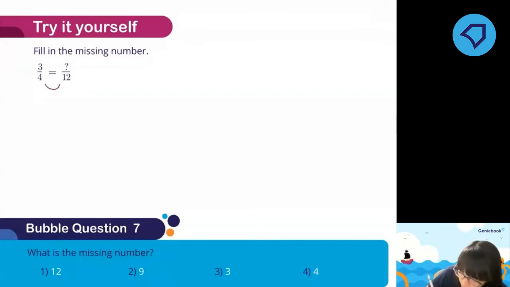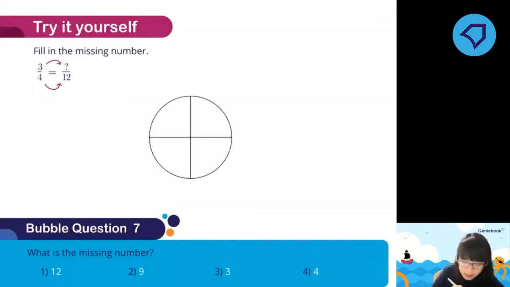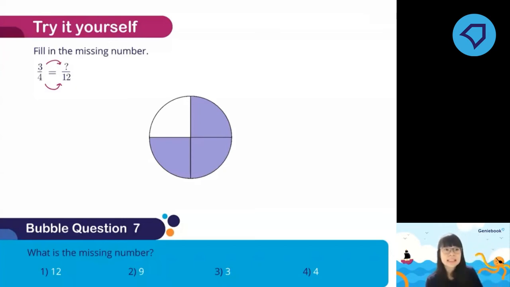Okay, so from here to here, you multiply by what number? You have to multiply the same number with the numerator as well. So while you guys are waiting, let me just color in the fraction and let's do a double check. Okay, give me a moment. 1, 2, 3. Now I'm going to divide it into 12 parts. Means each part I need to multiply by how many? So the numerator must multiply by how many?